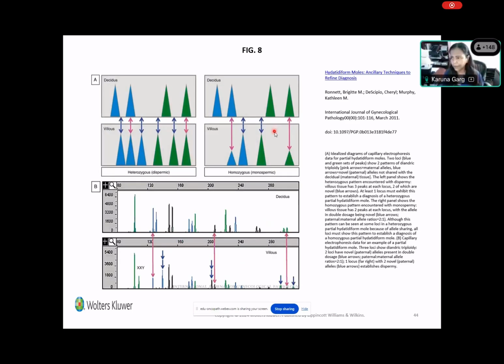And then this is what a partial mole will do. In this case, there are only two peaks here, but notice that one peak is double this. So it's triploid. There are two copies in here. So this is triploid and only one matches mom. So you know that it's triploid and one copy is from mom, so two copies are from dad. So this is diandric triploid, which is what defines a partial mole. So does that make sense?